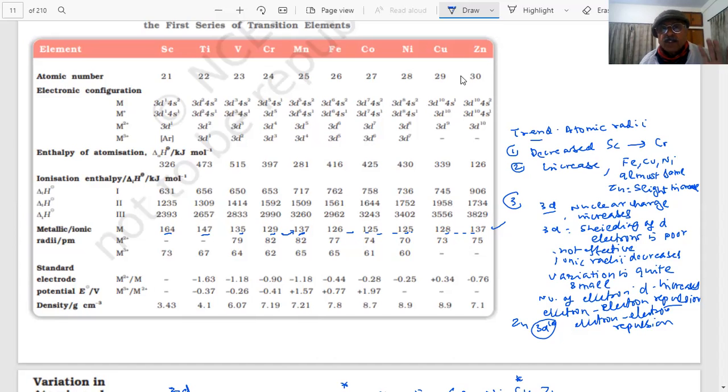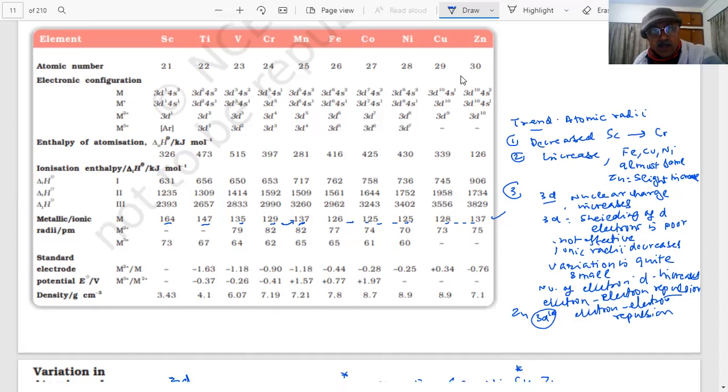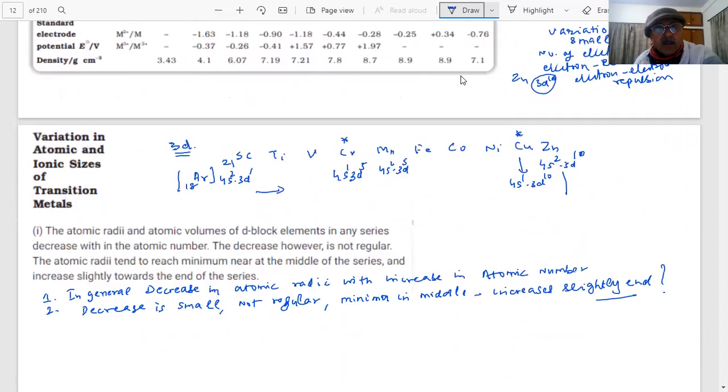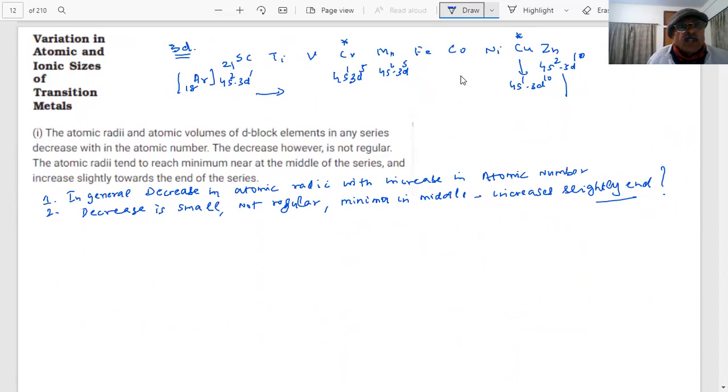Okay, this is the first trend which we see. Clear? Okay, you have noted down: atomic radii and atomic volumes of d block elements decrease with increase in atomic number. The decrease, however, is not regular, student. Atomic radii tend to reach a minimum near the middle of the series and slightly increase towards the end, because in the end, with a larger number of electrons in the d, the repulsion of the electrons becomes stronger. Therefore, there is a slight increase which we see.